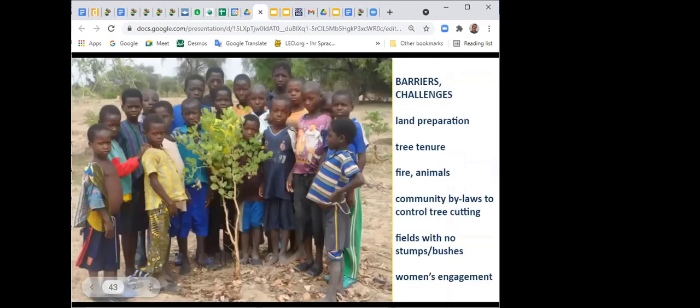So some of the barriers or challenges, of course: we've got trees and they grow anywhere where there happens to be a stump. It makes land preparation difficult, especially with bullocks and more so with tractors, to the extent that farmers have tractors. There's the tree tenure, who owns the trees, there's fire, there's animals that do grazing. And then there are fields where unfortunately there are no stumps left, and that makes it more difficult to apply. And finally, women's engagement is more difficult with FMNR as an innovation, because women have much less access and control over land. So their application of it is difficult.